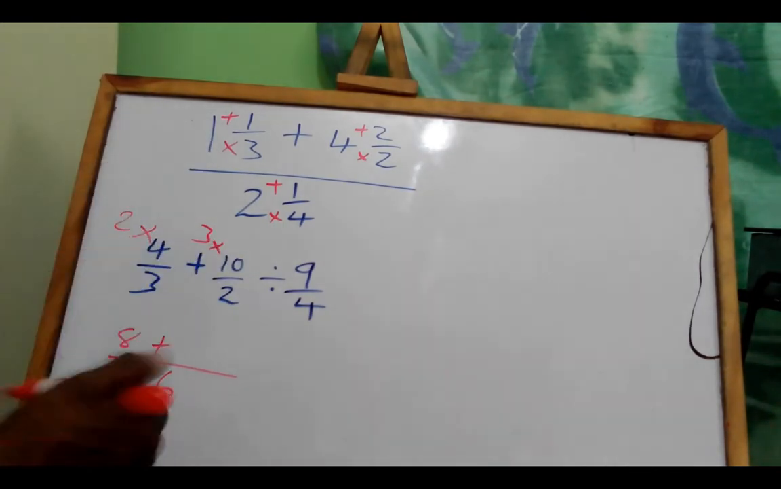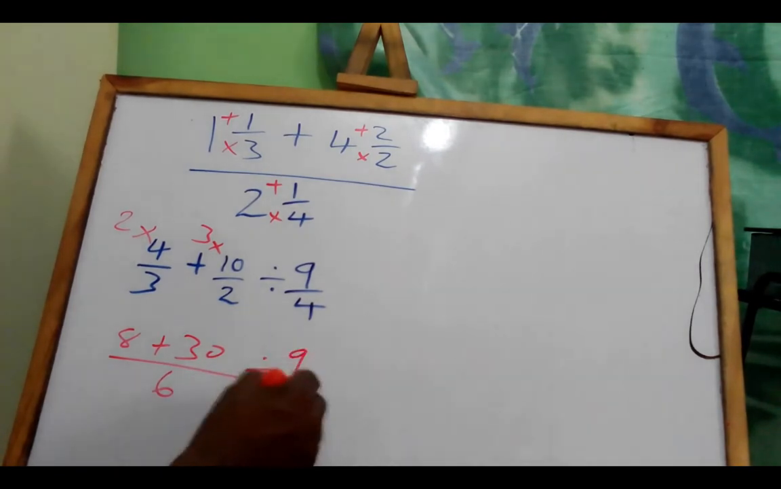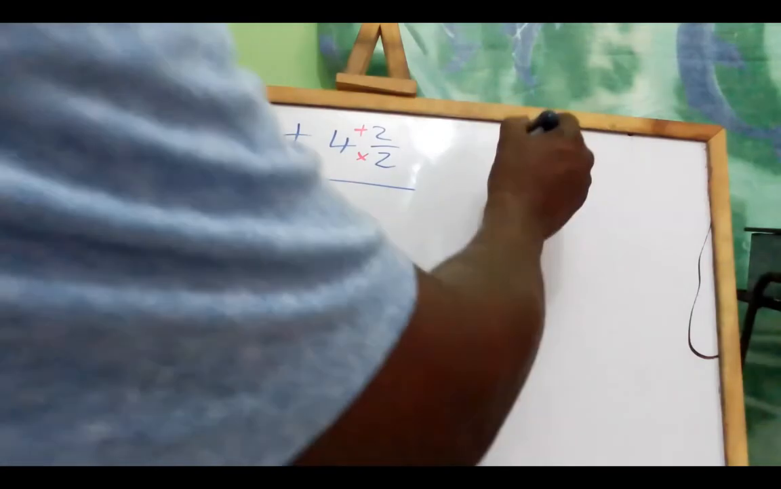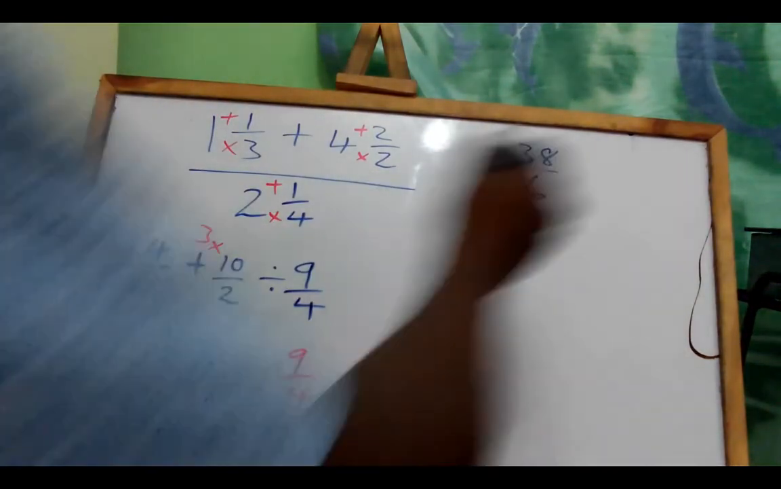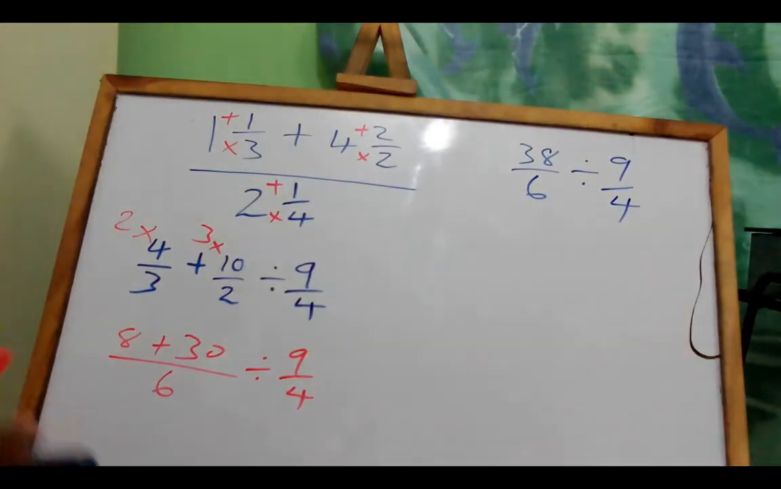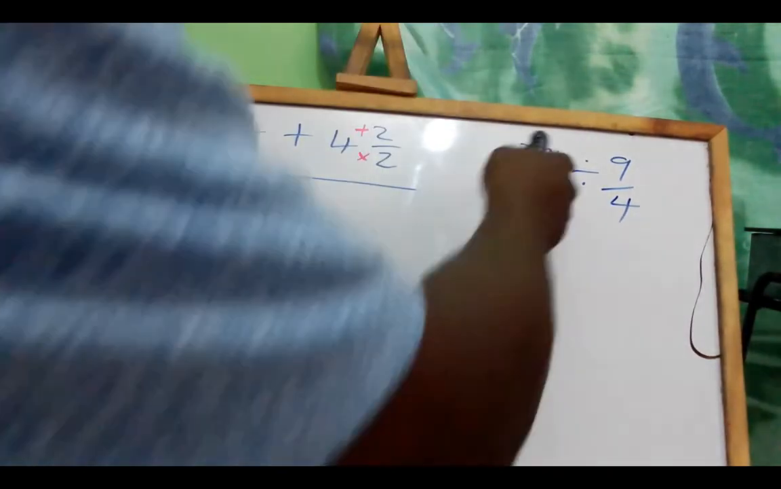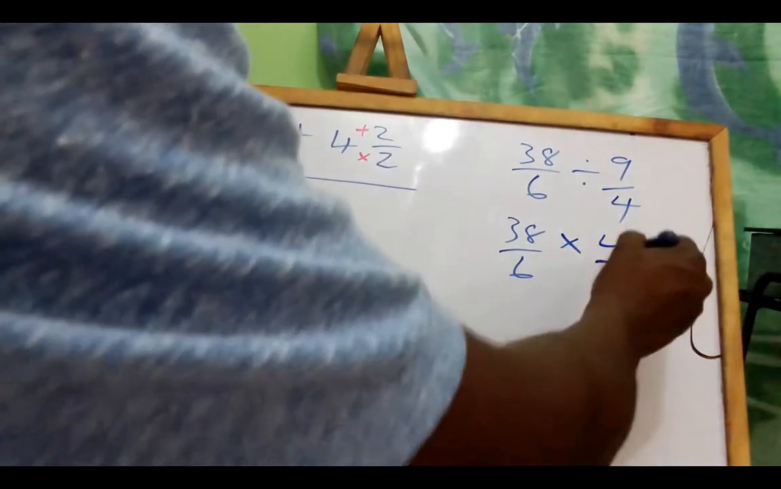3 times 10 is 30 divided by 9 over 4. You see that? So 8 plus 30 is 38 over 6 divided by 9 over 4. Now I am going to rewrite 38 over 6, then change the division sign to multiplication, then invert or flip the numbers over here. So we're going to write 4 over 9.